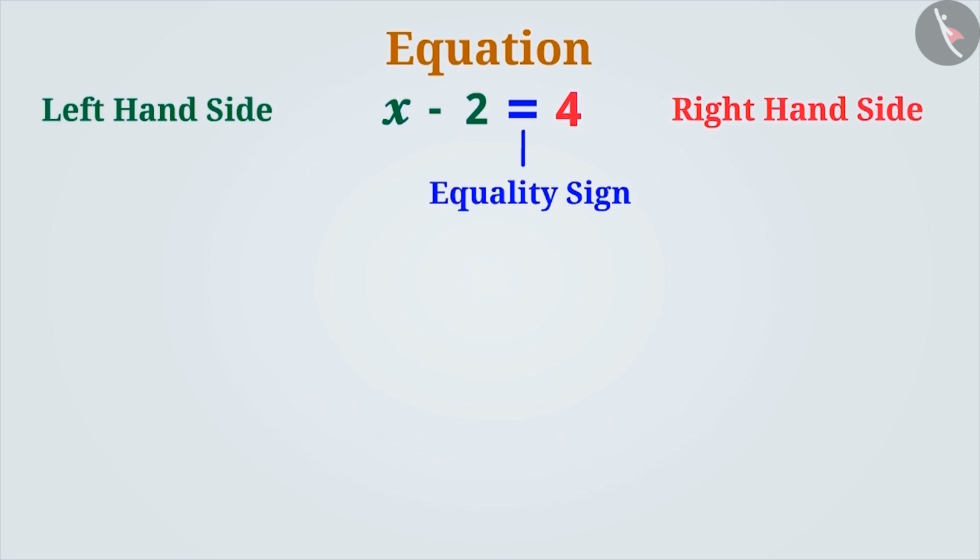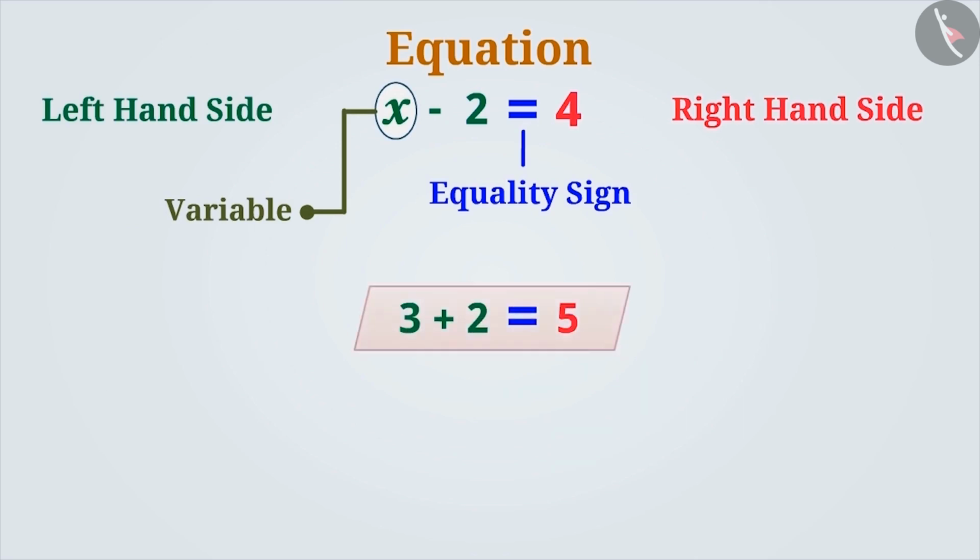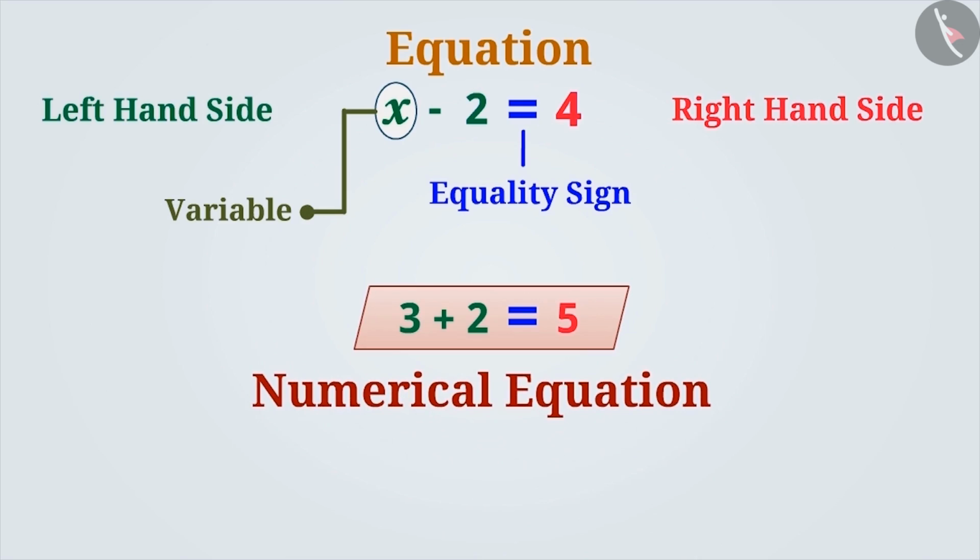It is not necessary that there should be a variable in every equation. Equations that contain only fixed numbers are called numeric equations. For example, 3 plus 2 is equal to 5. The term equation is generally used only for equations with variables.